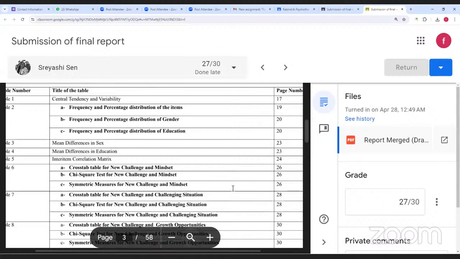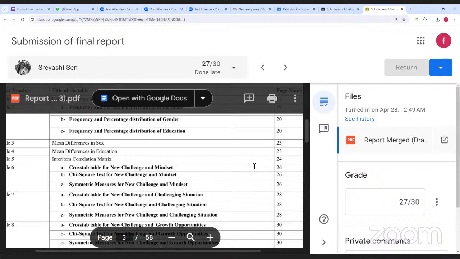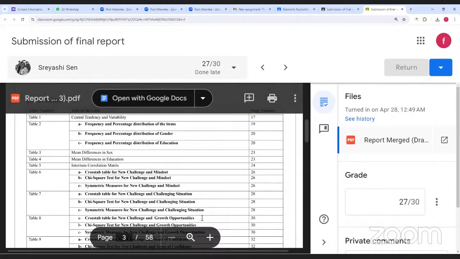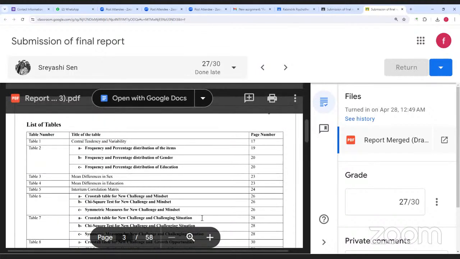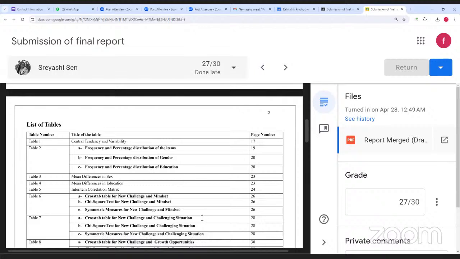I usually prefer 7.1, 7.2, 7.3 like that. But it is always better to number the tables based upon your chapter. What is your chapter number? That should be there, so that the examiner can easily find out that this is your chapter and this is the corresponding table. The examiner can easily find it.